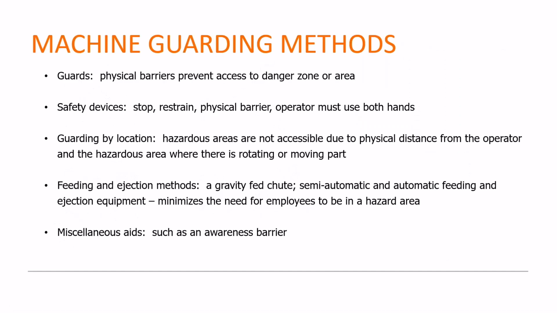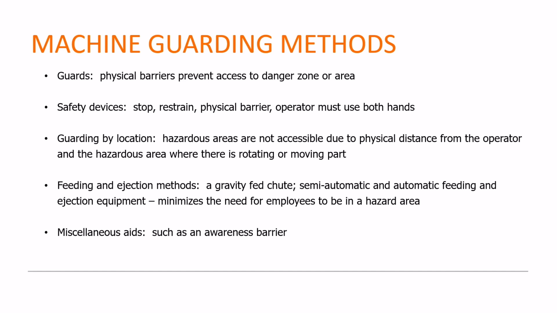Machine guarding methods. There's several different methods you can actually apply. First one, of course, involves a guard. It is a physical barrier to prevent access to the danger zone or even the area itself. That's considered a guard. You got safety devices, maybe such as a stop, a restraint, a physical barrier. Operator must use both hands. It will be some type of safety device that is going to physically keep the person away from that particular location. Guarding by location. Hazardous areas basically are not accessible due to physical distance from the operator, where there's rotating or any type of moving part. That's considered guarding by location.